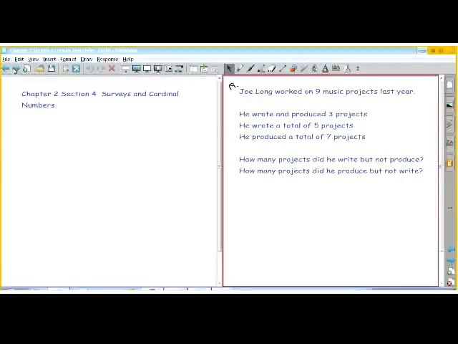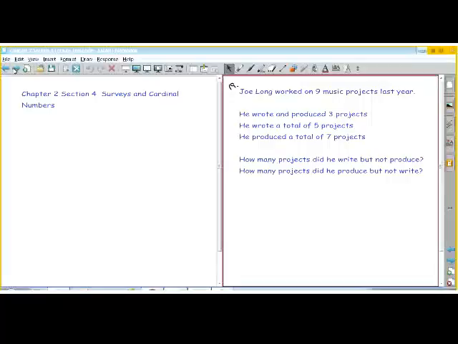Okay, here to the math stuff. So the basic idea here is we're going to look at the results of surveys, and we'll start with a simple survey, and then we're going to use Venn diagrams to take the information that's given and then be able to take the filled in Venn diagram and then answer other questions about survey data.